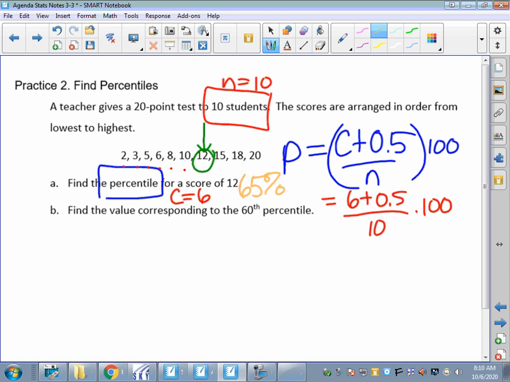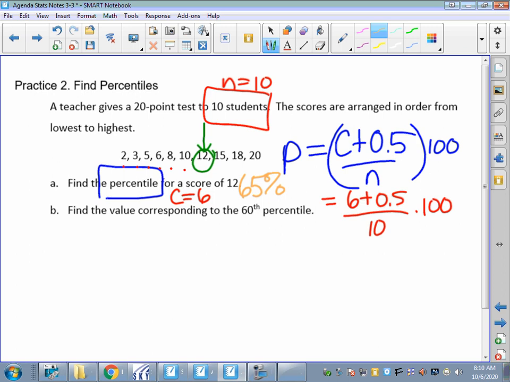So 65% of the values are less than 12, 35% of the values are greater than 12. It only tells me in relationship to that set of data. Notice it doesn't really care that it's 12. It could have been 13 or 14 or 11. It would still be the 65th percentile.